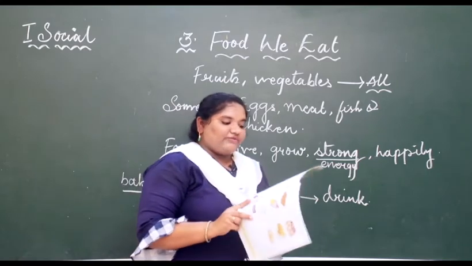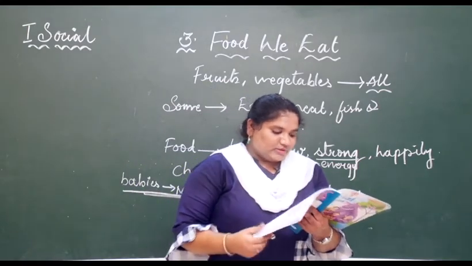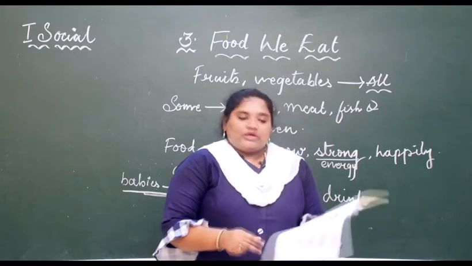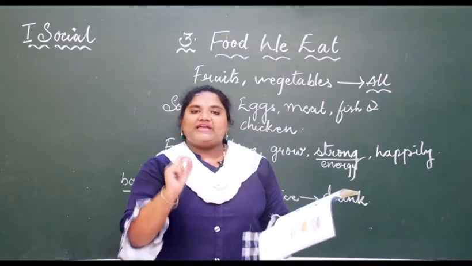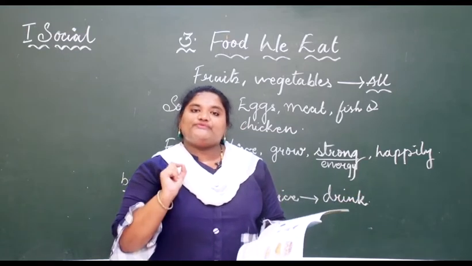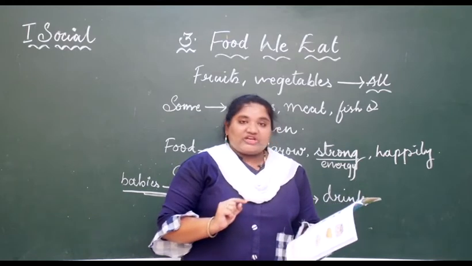Next, write V for vegetables or F for fruits given to the next picture below. You have a box given here. If it is a vegetable, write V. If it is a fruit, write F. So what is the first picture given there?